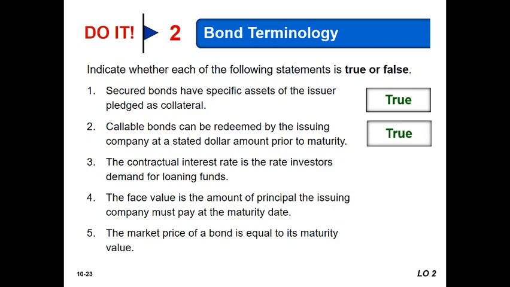The contractual interest rate is the rate investors demand for loaning funds. This is actually false. The contractual interest rate is set at the time the bonds are written. However, because there is an open market for it and things are constantly changing in our economy, the amount that an investor would demand would potentially be different from that which is contractual. This comes into play in the bond market and whether or not a bond sells at a premium or a discount, which means that at a premium, it would sell at, say, 103%, whereas at a discount, it would only be at 98%.